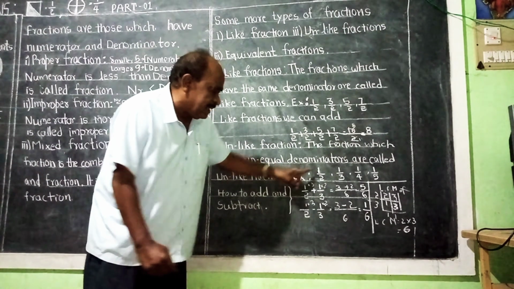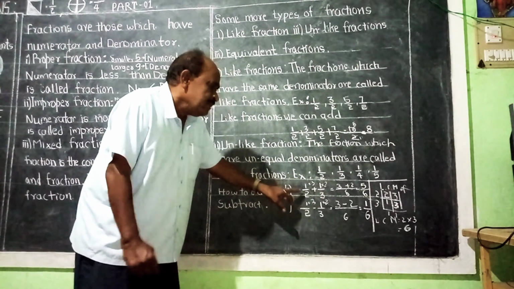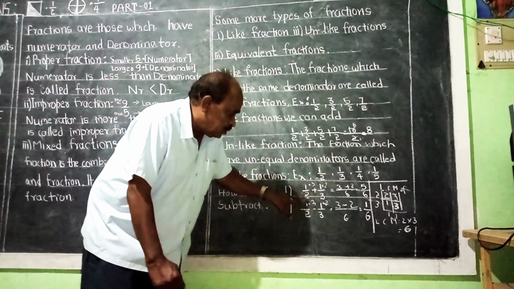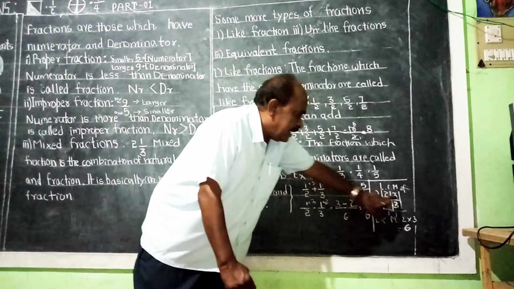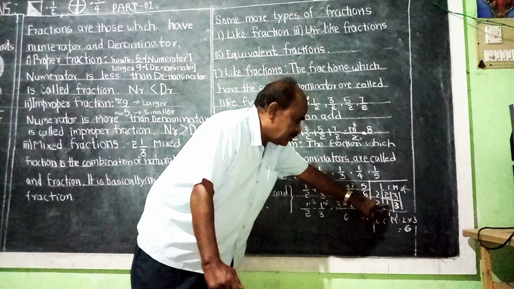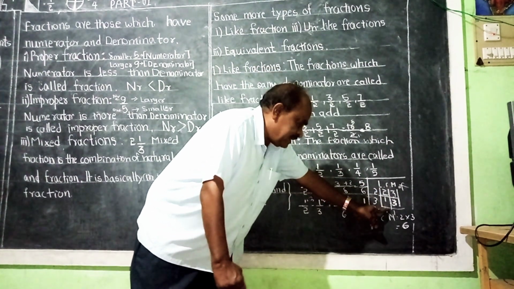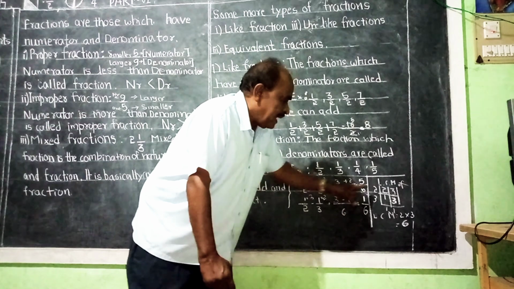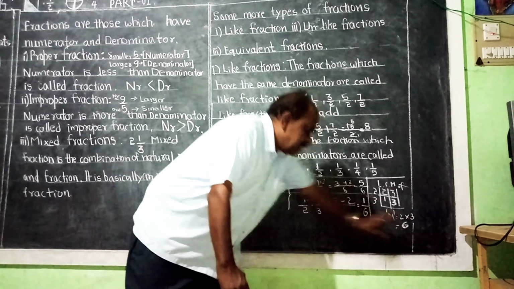I gave an example here: 1 by 2 plus 1 by 3. Here the denominators are different, 2 and 3. I take the LCM of 2 and 3. In the tables, start with 2: 2 ones are 2, and 3 as it is. Next take 3: 1 is as it is, and 3 ones are 3. The LCM becomes 2 into 3, that is 6.